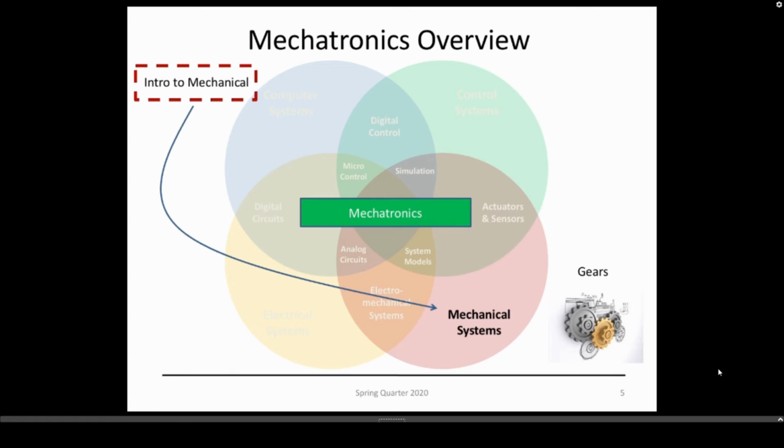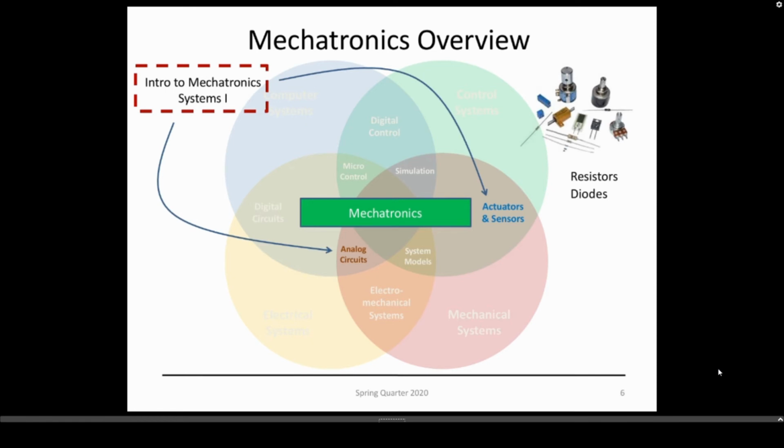As a freshman in your first quarter at DU, you took a class, Intro to Mechanical Systems, where you mainly focus on the mechanical systems area. You cover gears, levers, and basic mechanical systems. Then in your second quarter, you start going to sensors, actuators, and analog circuits: resistors, diodes, transistors. These are the concepts covered in Intro to Mechatronic Systems 1.